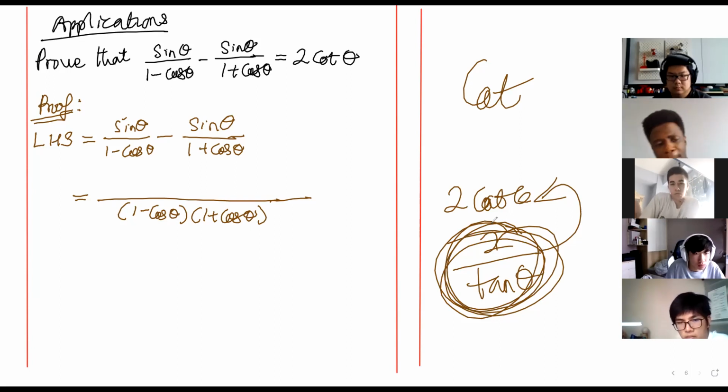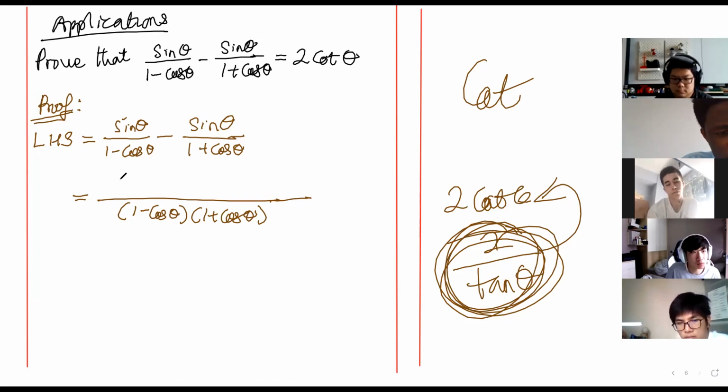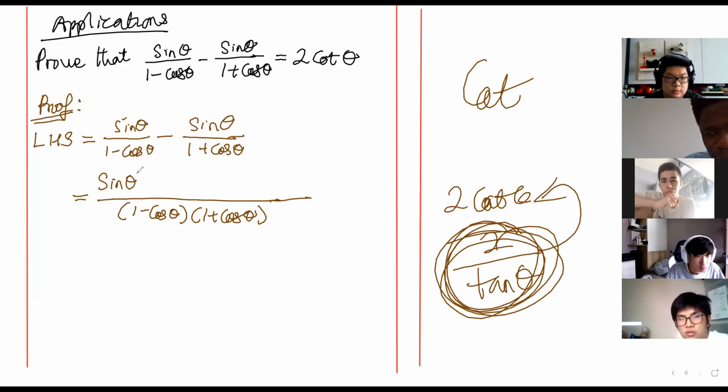So what will be the first one here? Sine theta. Plus? Oh, sorry. Times 1. Keep your eye on it, please. Alex, keep your eye on it. Don't just speak. Think before you speak. And Elsie, you need to slow down. I need to know that everybody understands what I'm doing.